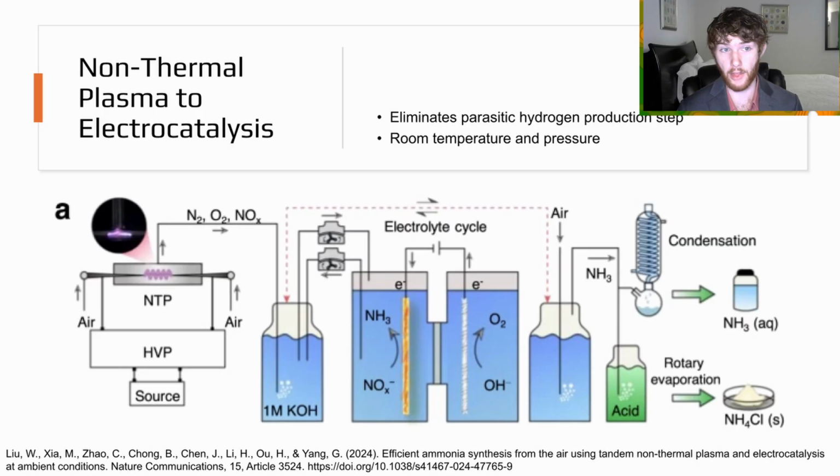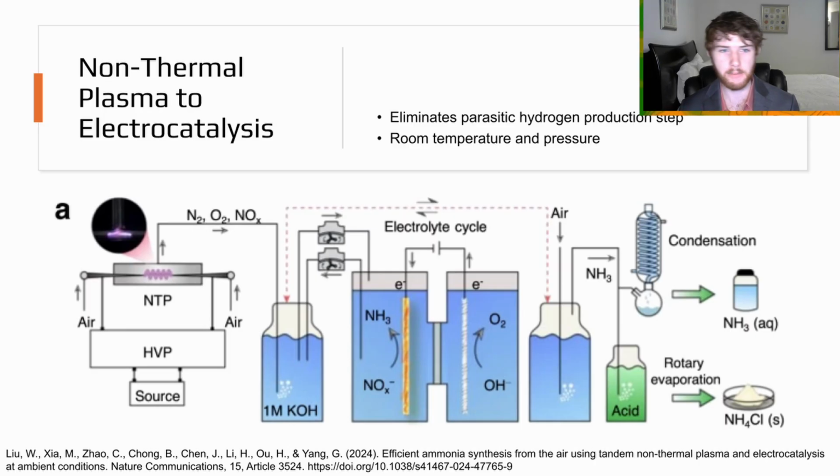Now, the non-thermal plasma element of this has been explored in previous literature and has gained significant traction in recent times, which is part of the reason why Liu was looking into this. This was the first paper that I was able to find which actually goes from air all the way through to ammonia, purely through electrical methods without an intermediate hydrogen production step.